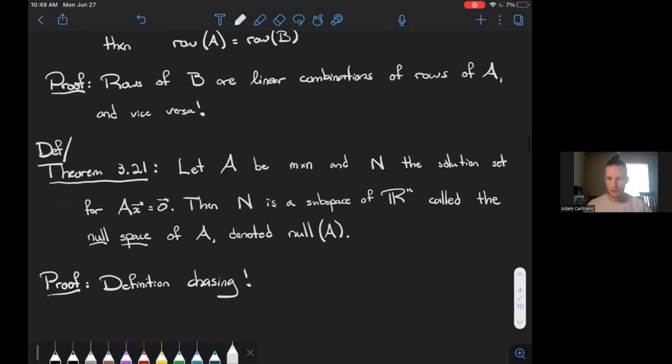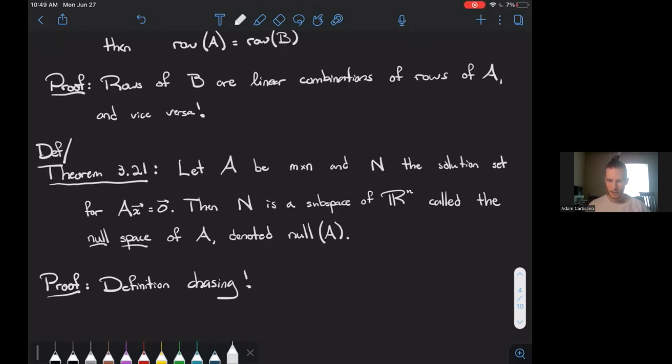Okay, so now we have a definition and theorem. The book presents them separately, but I'm going to put them together here. So let A be an m by n matrix, and let N be the solution set for the homogeneous system AX equals 0. Then N is a subspace of Rn. And it's important enough that we give it its own name. We call it the null space of A, and we denote it with null A, like that.